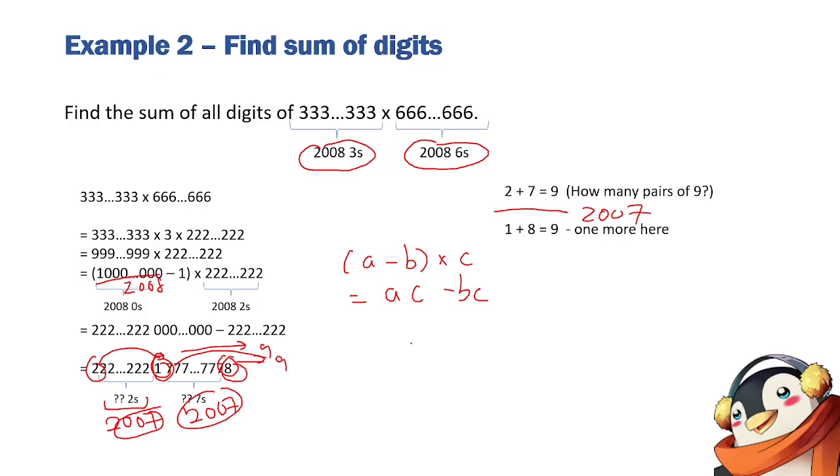So how many 9s are there? You have 2,007 plus 1 gives you 2,008 9s. So when you have 2,008 9s, you can find the sum. 2,008 9s times 9, so the sum is 18,072. So by adding all these numbers up, you get 18,072.